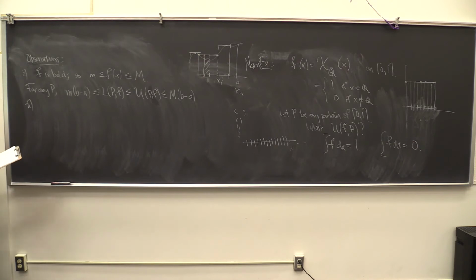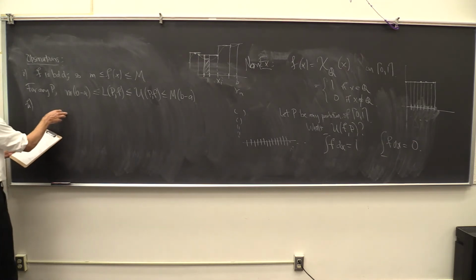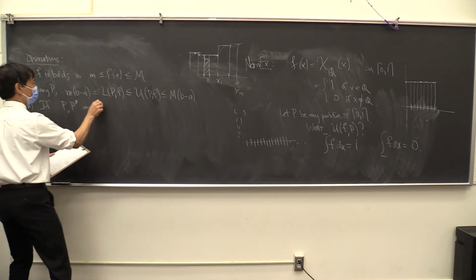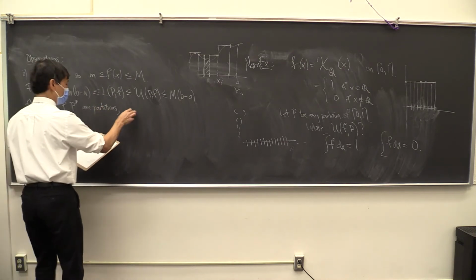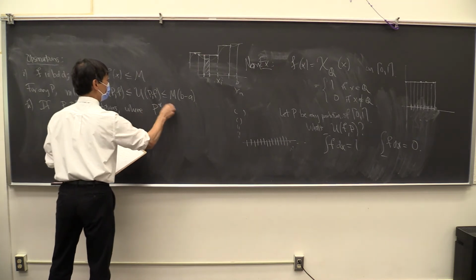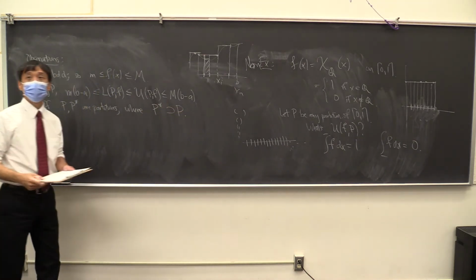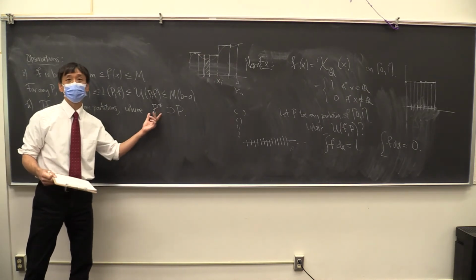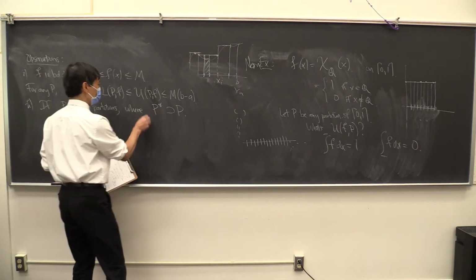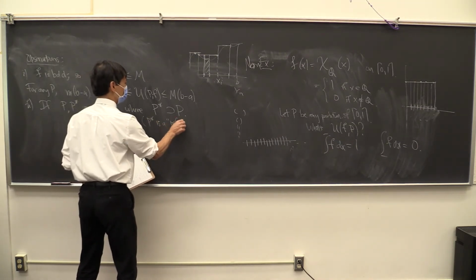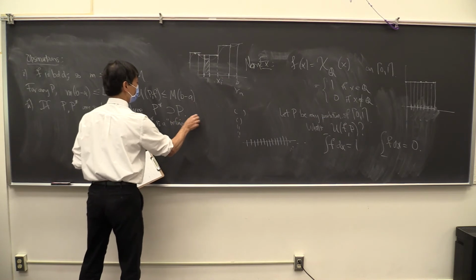Another fairly obvious observation: if you have two partitions, P and P star, and P star is a refinement of P. Okay, so P star has all the points in P and some more. Okay, this is called P star is a so-called refinement of P.